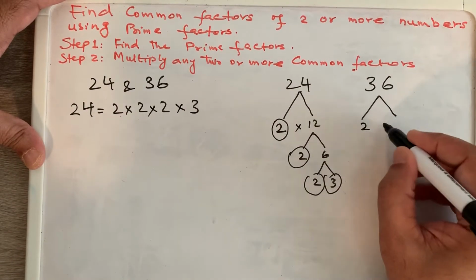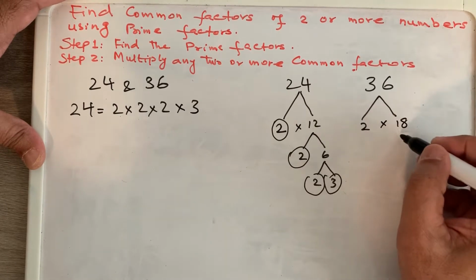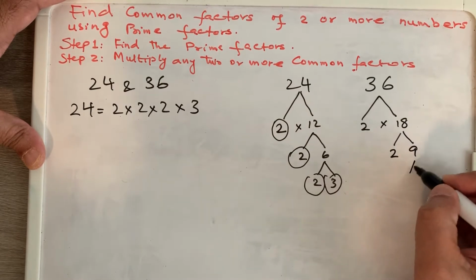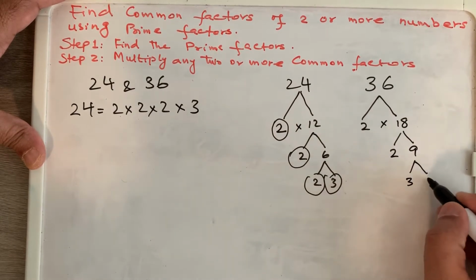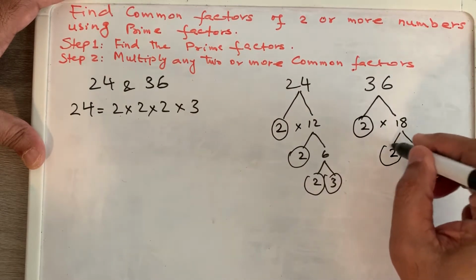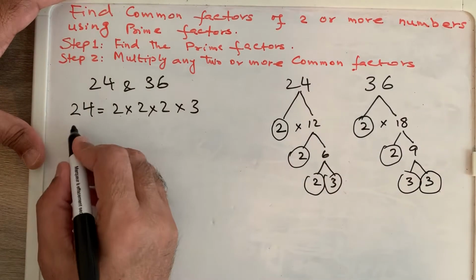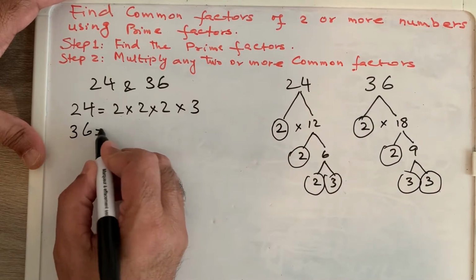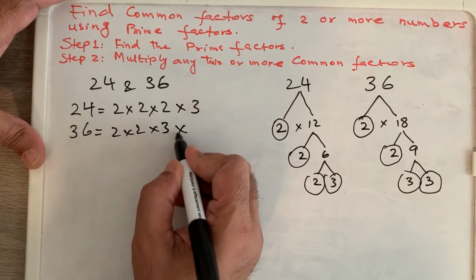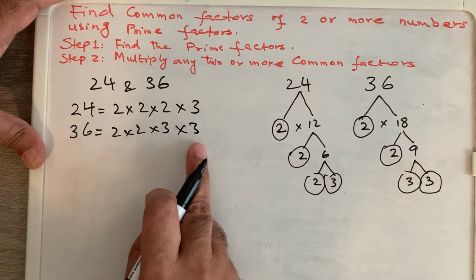And then you do this one. 2 goes into 36 as 18 times. 18 times 2 is 36. Then you break 18 as 2 times 9, and then you break 9 as 3 times 3. So now you have prime factors of 36 as 2, 2, 3, and 3. If you multiply all these numbers, you will get 36. 2 times 2 times 3 times 3: 2 times 2 is 4, 4 times 3 is 12, 12 times 3 is 36.